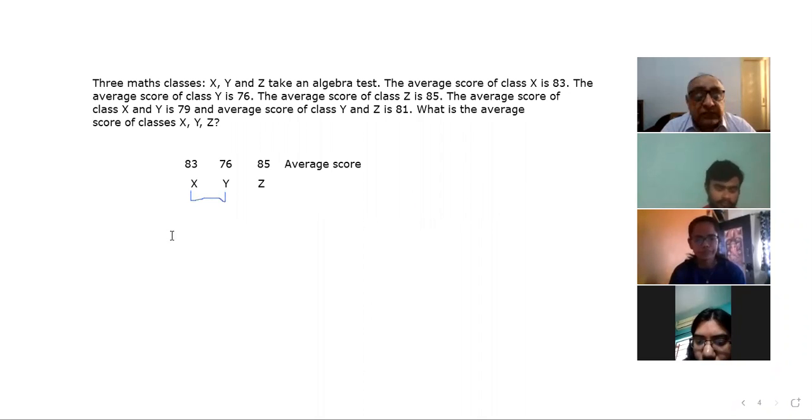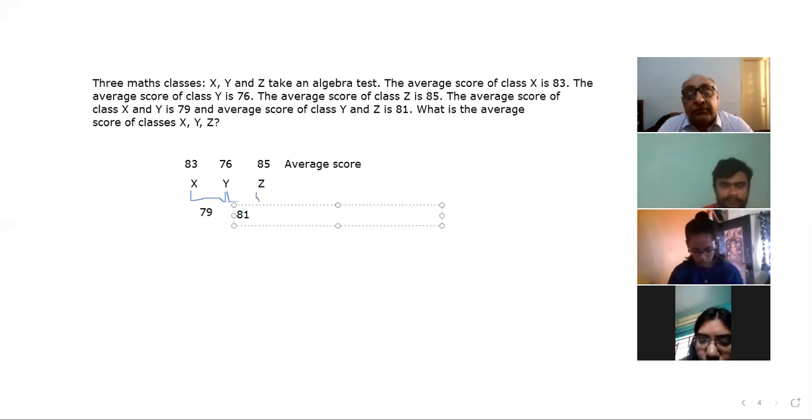Okay, the average score of X and Y, both the classes taken together, that is 79. Okay, this is clear. So now the next point we are taking here, that the average score of classes Y and Z taken together, that is how much? That is 81, right? So the average score of these classes taken together is 81.